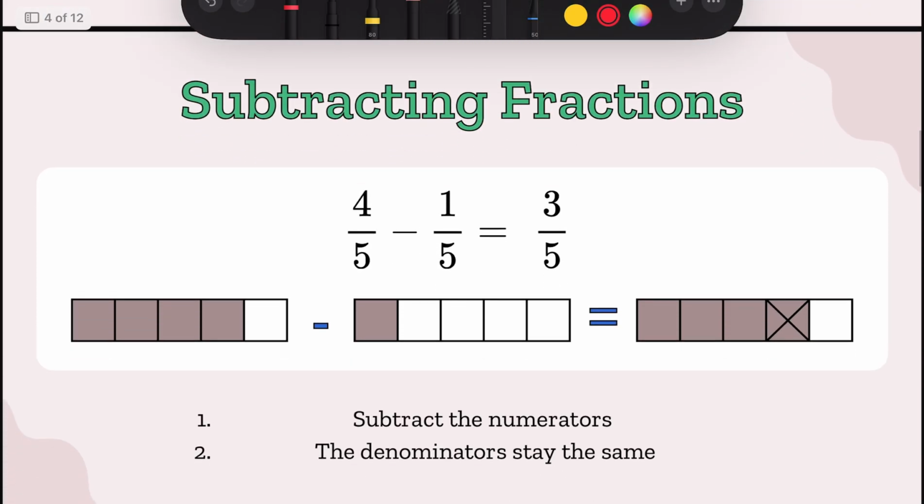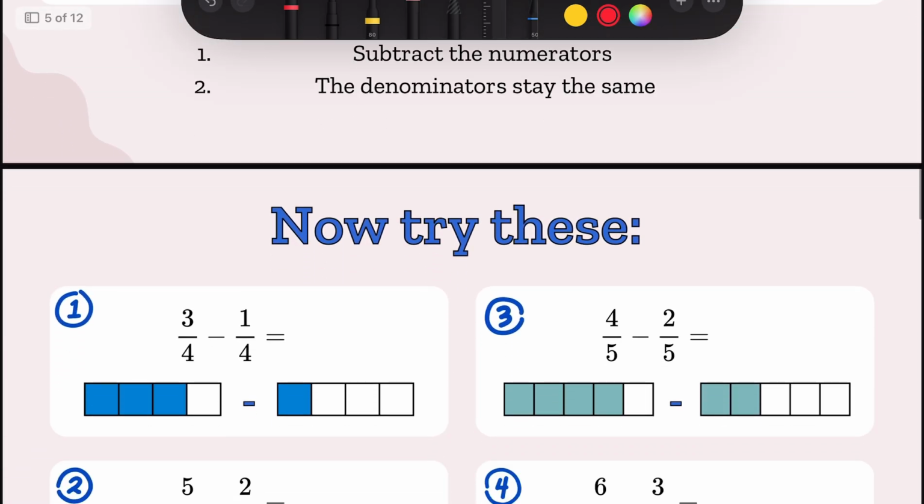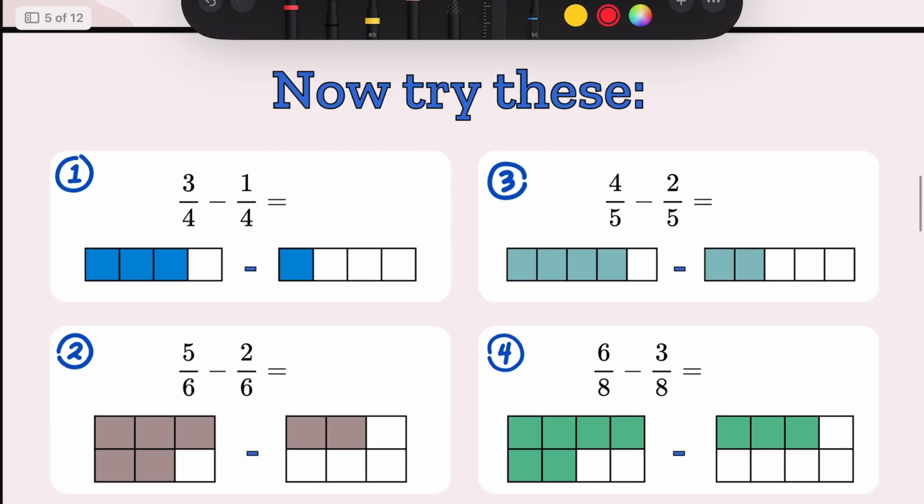When it comes to subtracting fractions, it's kind of the same thing, except now we're subtracting. So here we had 4 blocks, and then we eliminated 1, which is why we're now left with just 3. 4 minus 1 is 3, and we always keep our denominator. So try these out. Pause the video, and when you're ready, unpause.